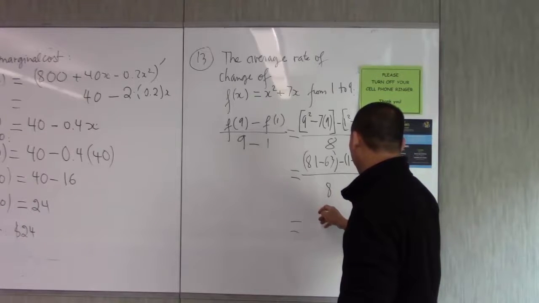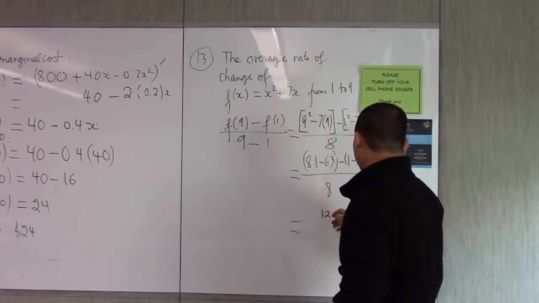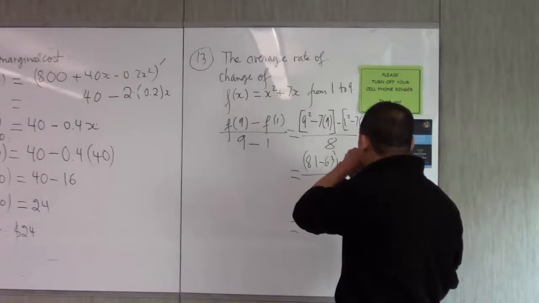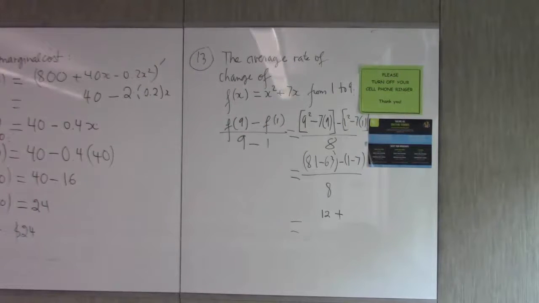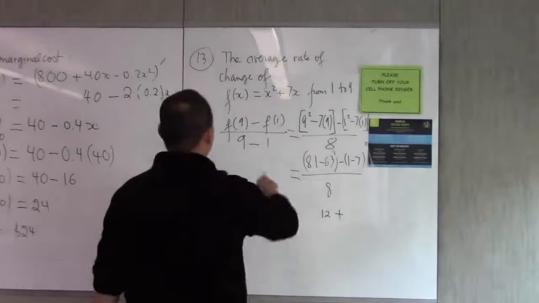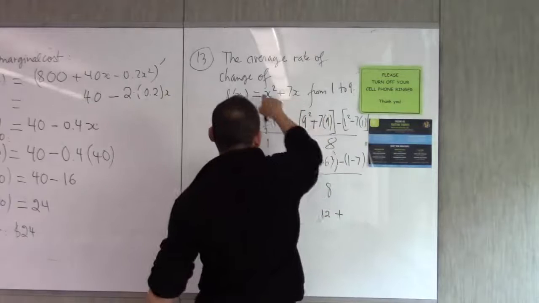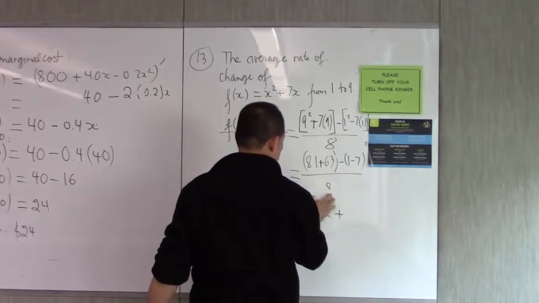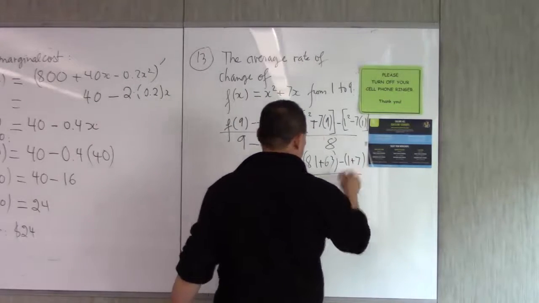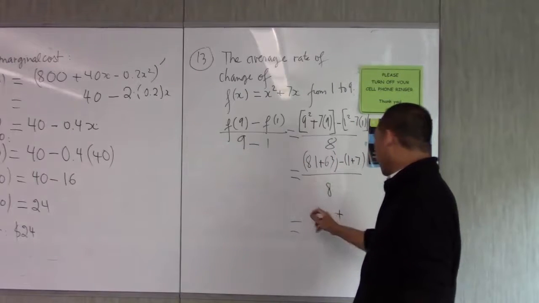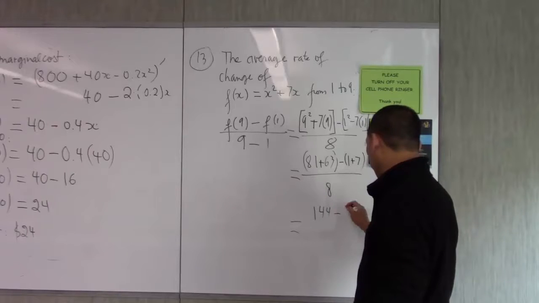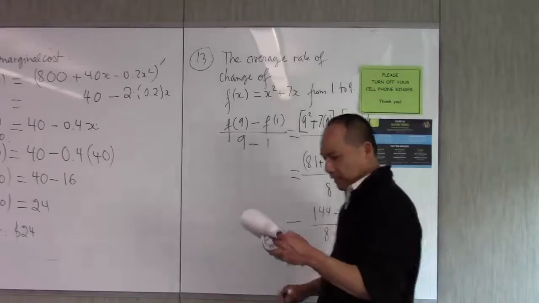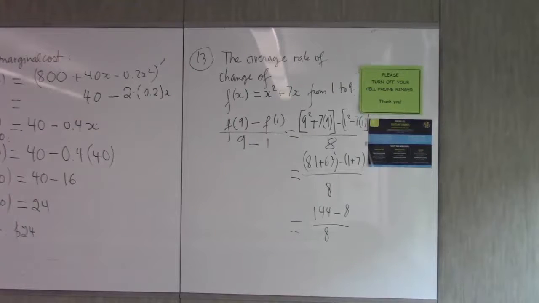12 plus... I think you switched the... What? The function, subtract the... Plus. Oh, the function is plus too. That's plus. Okay, so this is not that plus. So this is 144 minus 9 minus 8 over 8. Okay, the same, that's good.